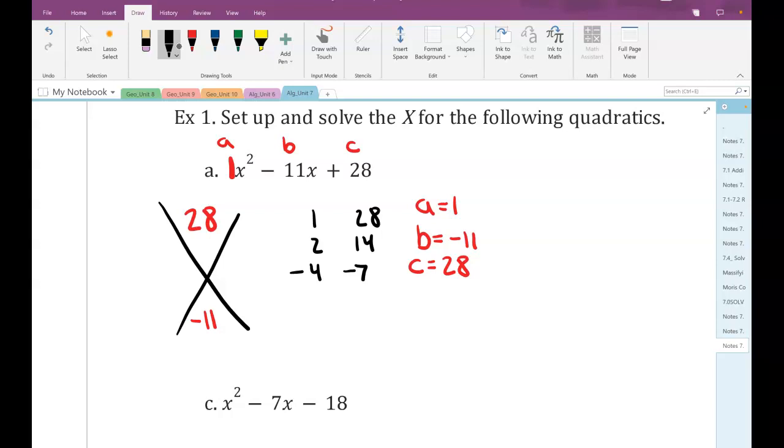So all we do is fill in our chart with the two numbers that we found that worked: negative 4 and negative 7. It doesn't matter which side they go on. I could put negative 7 on the left side of my X and negative 4 on the other side if I needed to.